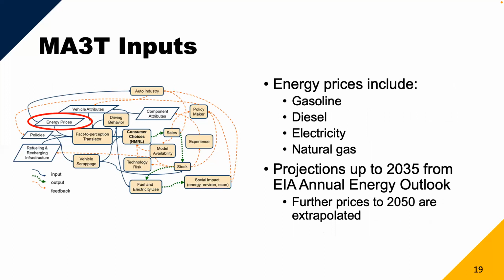You have to include all of the prices and attributes for the alternatives, so gasoline, diesel, electricity, and natural gas. And those can be determined in a variety of ways. If you want, you can go into modeling them, or you can just take projections. So again, I'm going back to the Annual Energy Outlook, which is a well-developed set of forecasts by the government, where these projections are readily available.